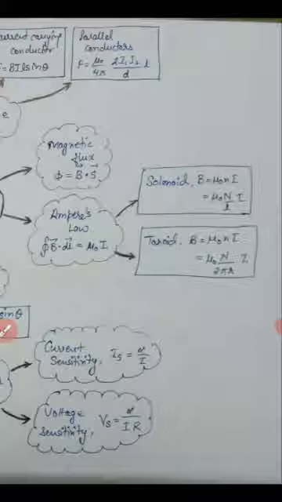The solenoid has a magnetic field B is equals to mu naught ni, which can also be written as mu naught NI by L. Here the capital N represents total number of turns, whereas the small n represents number of turns per unit length. For a toroid, the magnetic field is B is equals to mu naught NI upon 2 pi r. R stands for the radius of the toroid.